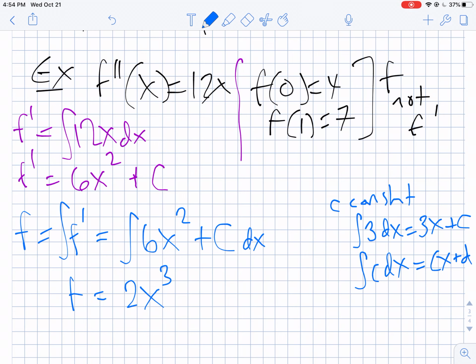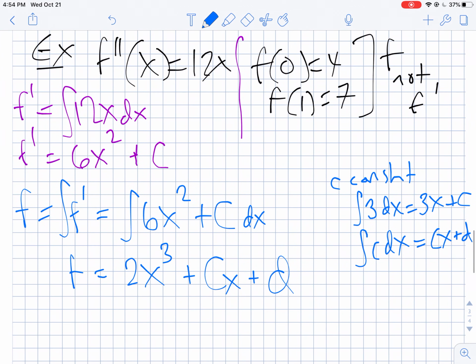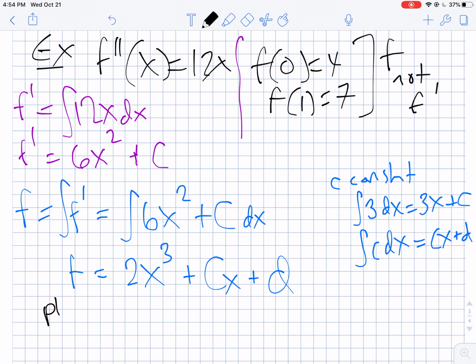It's just a constant, right? You integrate 3, you get 3x. Integrate 10, you get 10x. So if I integrate c, I'm going to get cx. And now I'll just add a d or some other letter here. Okay, now it appears we're at a bit of an impasse because we have two constants, but what I want to encourage you to do is to plug both of them in separately. So I'm going to have one point where I plug in 0, 4, and I'm going to have another point where I plug in 1, 7.